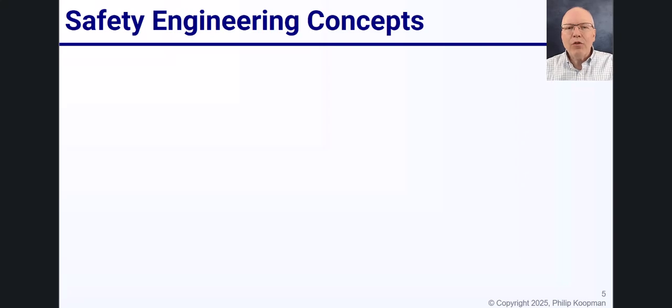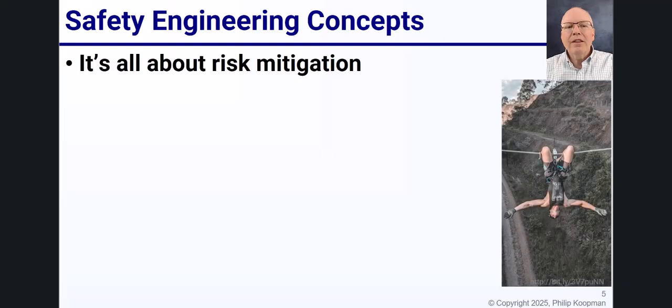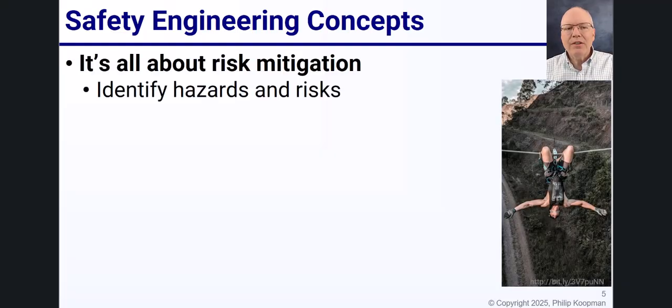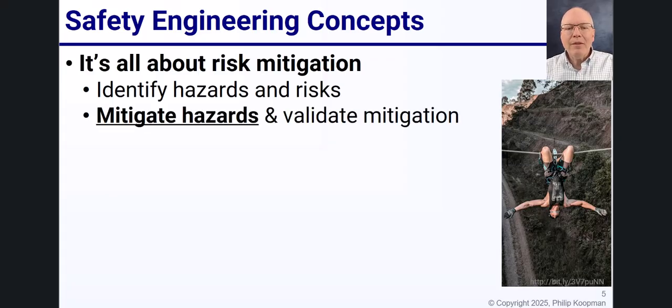Let's dive into the 4 core areas. The first one is safety engineering. The thing about safety engineering is it's all about risk mitigation. You identify some hazards and some risks, and you mitigate them, and you make sure that the mitigation actually works.